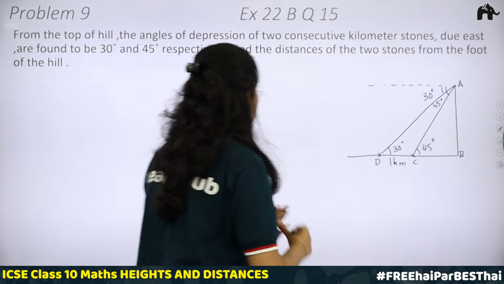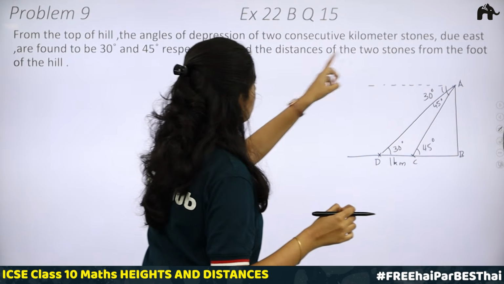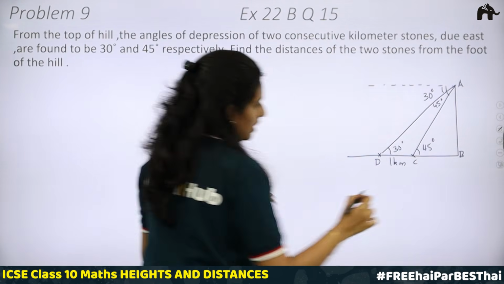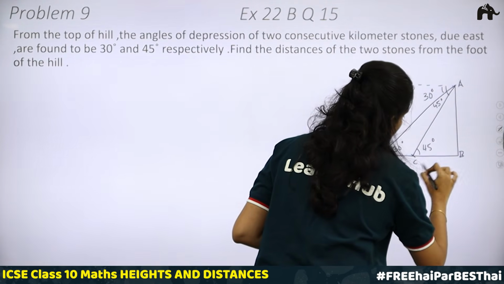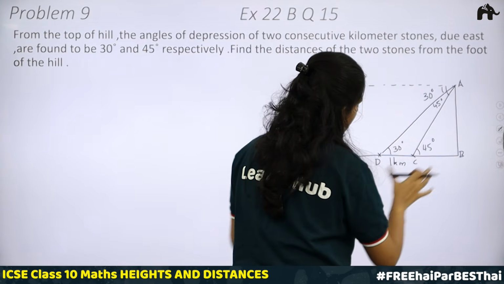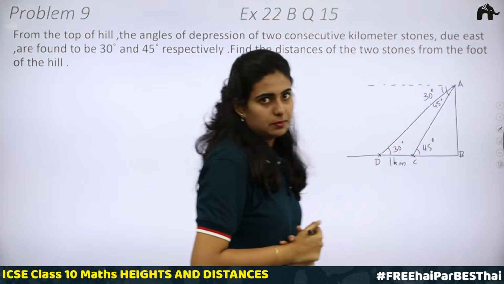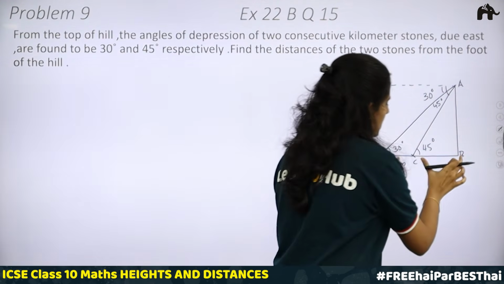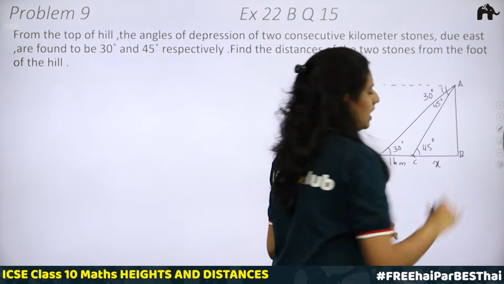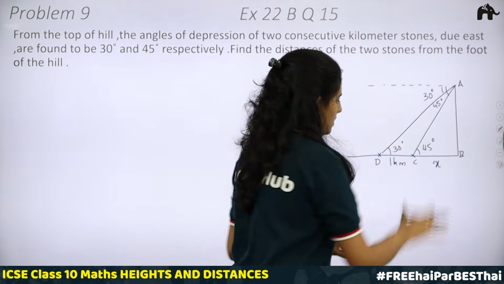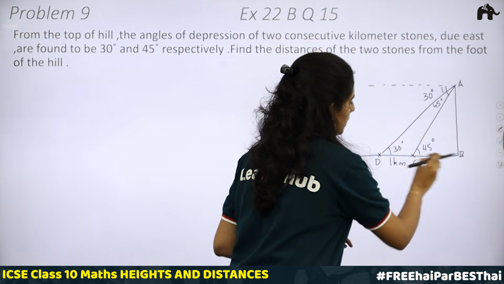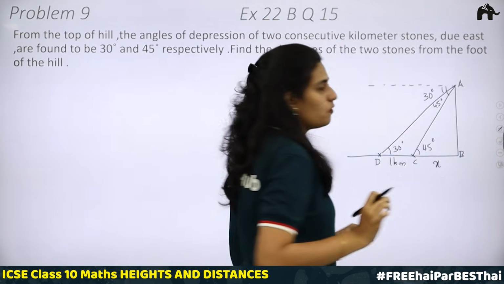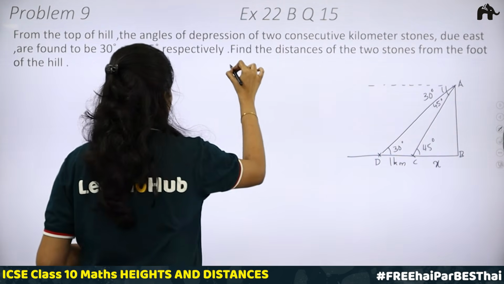What we have to find? We have to find the distance of the two stones from the foot of the hill. Foot of the hill is B. We have to find this distance CB and this distance DB. Let us take this distance CB as x. Then what is DB? DB will be equal to x plus 1 kilometer.